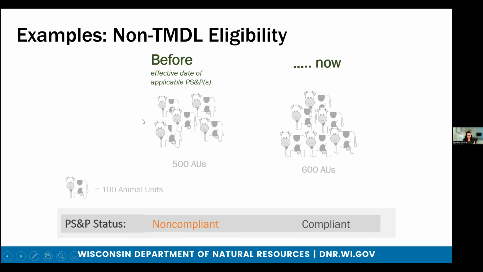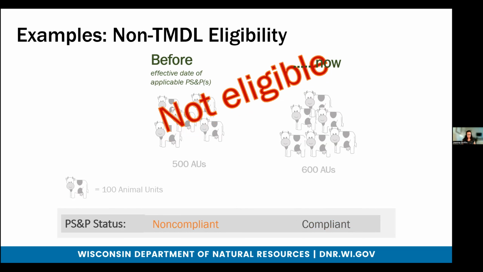Here is another example. In this case, the status was non-compliant and now it's compliant. In this case, the project is not eligible because it's already in compliance. So we are not cost sharing grants for facilities that are in compliance.